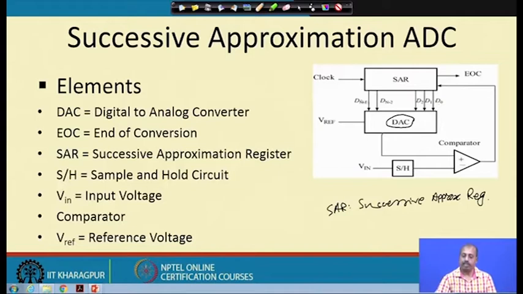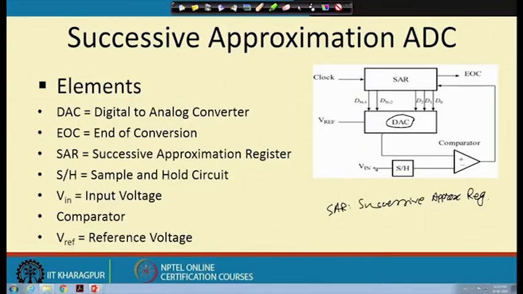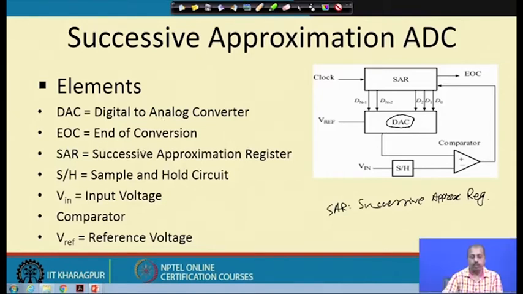After n such steps, this EOC signal becomes high, telling the outside world that for the current sample the conversion is over. Whatever the value of D0 to Dn minus 1, that gives the digital equivalent of the analog input signal V in fed here. So, we have this DAC, which is the digital to analog converter, the end of conversion signal, the successive approximation register SAR, the sample and hold circuit SH, input voltage V in, a comparator and a reference voltage.